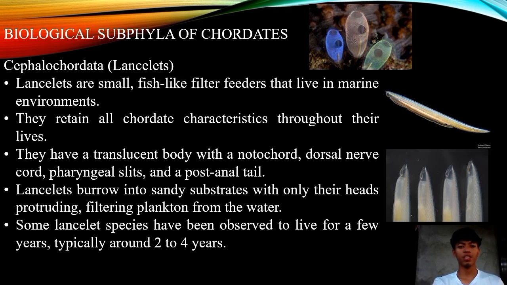Lancelets also retain all typical chordate characteristics throughout their entire lives. This includes a notochord, a flexible rod-like structure, a dorsal nerve cord, pharyngeal slits, and a post-anal tail. Lancelets have translucent bodies, meaning they allow easy observation of their internal structures. This transparency facilitates scientific study and research into their anatomy and physiology.